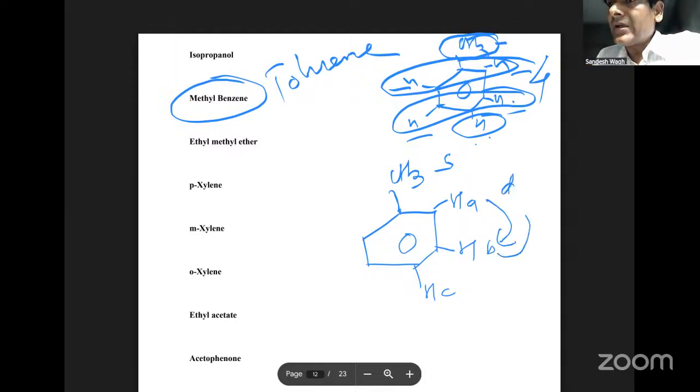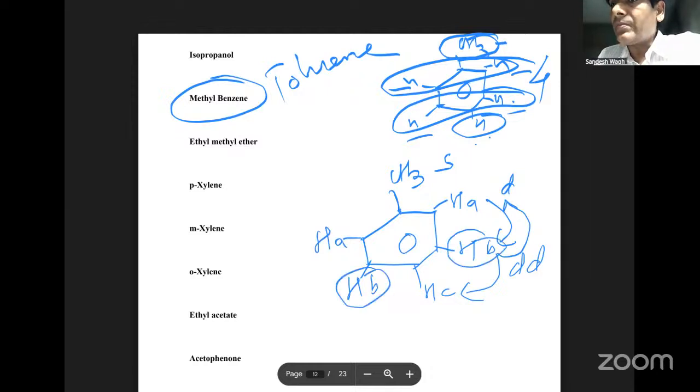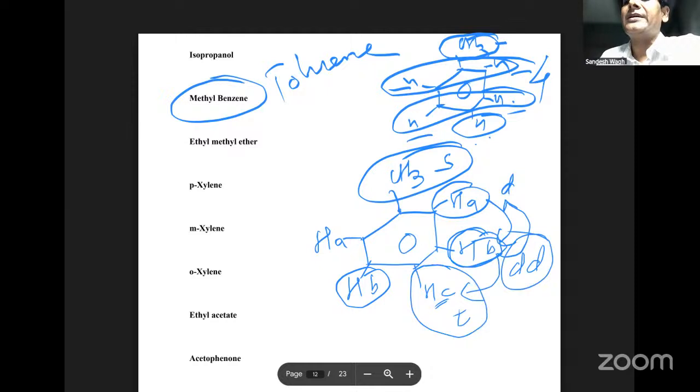Now this B will be coupling with the A as well as C, so this will be a doublet of doublet, DD. And this C is nearby this B and this B, so 1 + 1, 2. This is nearby 2 protons, so this will be a triplet. So for the splitting pattern, this is a singlet, this is a doublet, this is a doublet of doublet, and this is a triplet. So this is 4 signals for the benzene. Any aromatic ring, if it is there, the splitting pattern will be exactly the same: doublet, doublet of doublet, triplet. Monosubstituted ring, I am saying. So this is all about toluene or methyl benzene.